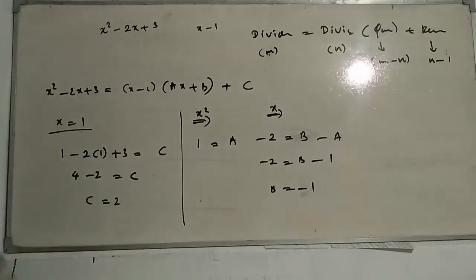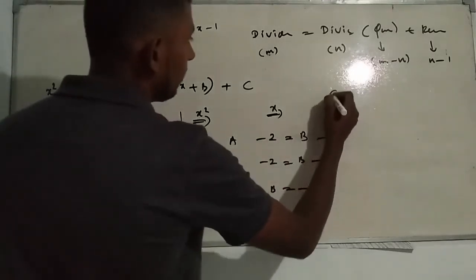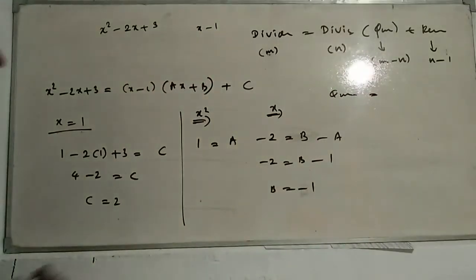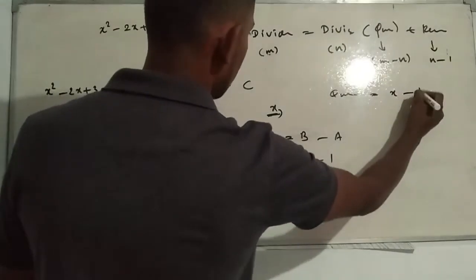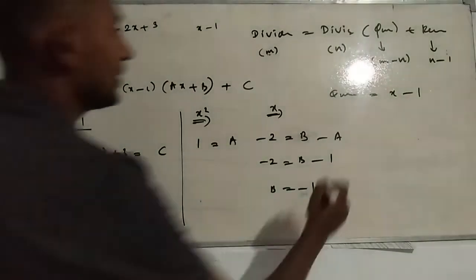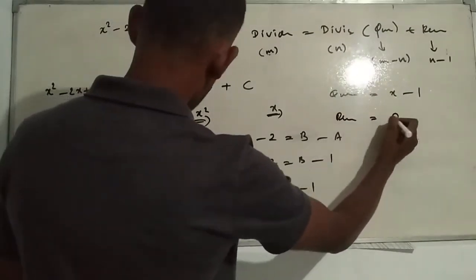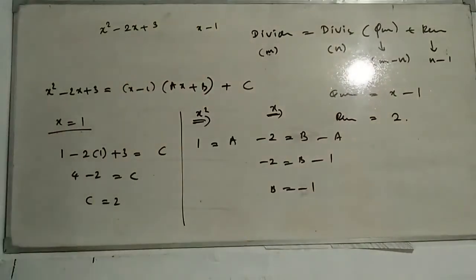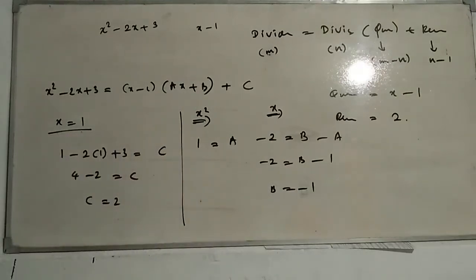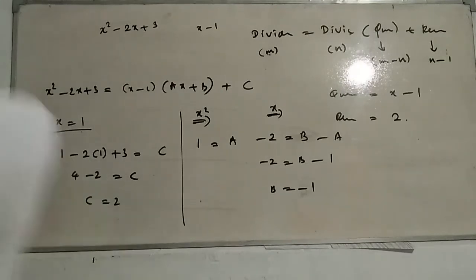Now we know the quotient and the remainder. I can finally write the quotient. The quotient is ax plus b, that means 1 times x minus 1, that is our quotient, and our remainder is equal to 2. Likewise, by using the division algorithm, we can find the remainder and quotient of these functions.